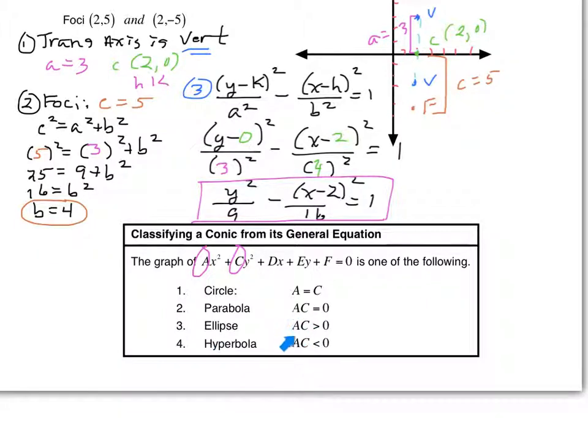For the ellipse, if you multiply the A and the C together and they give you a number greater than 0, it's an ellipse, because remember, the ellipse standard form has a plus in between the 2 fractions, and the hyperbola, as we just saw, has a minus in between the 2 fractions. So if the product between A and C is less than 0, or a number that's negative, then it's a hyperbola. So you need to study and learn all of these rules.